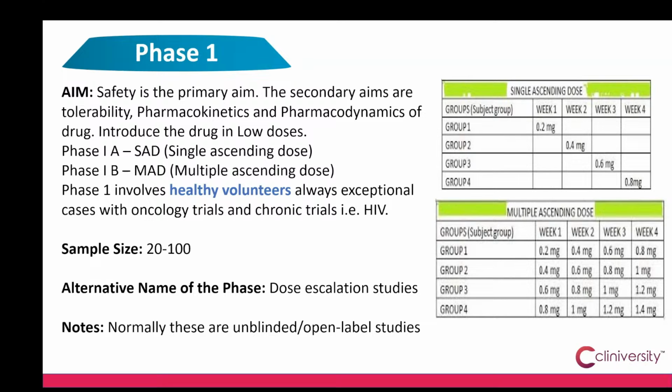The sample size for phase 1 will vary from 20 to 100. An alternative name of this phase is dose escalation studies, because we are trying to finalize the dosage. Normally these are unblinded and open label, because no diseased subjects are involved and this is not a treatment. We are trying to see the dosage patterns. So this is not a treatment trial. Phase 0 and phase 1 are to fix the dosage for our phase 2 and phase 3 studies.